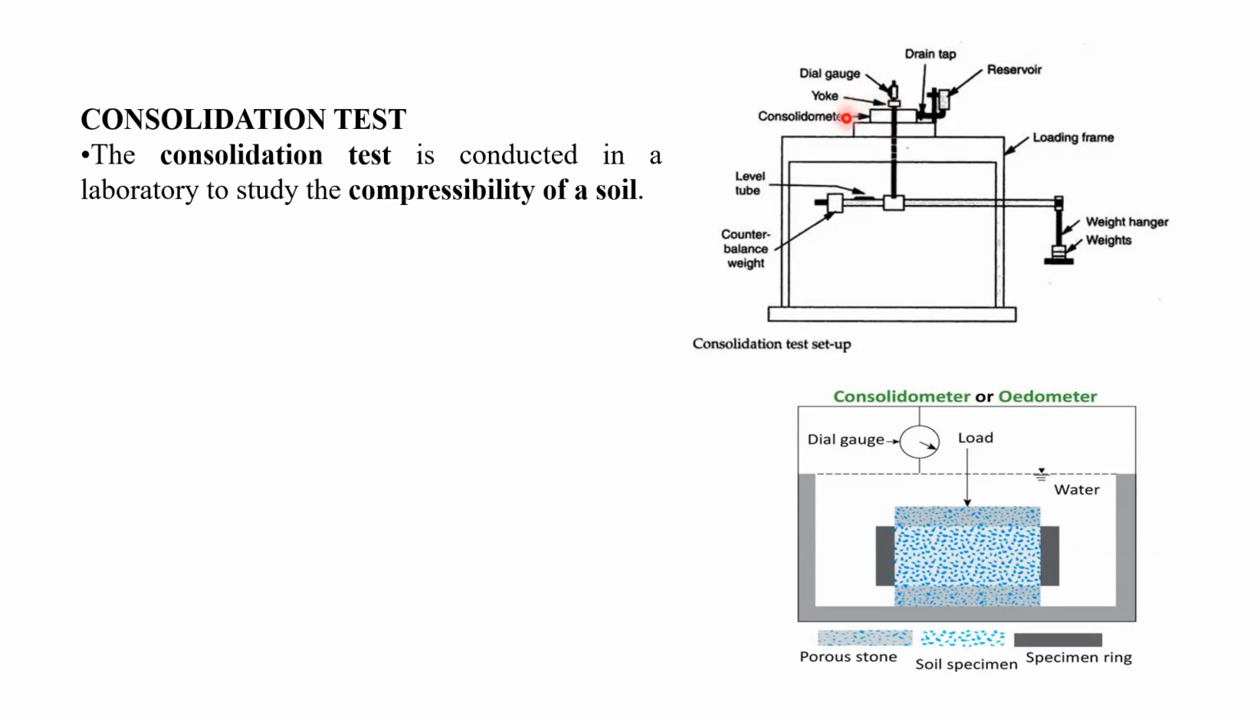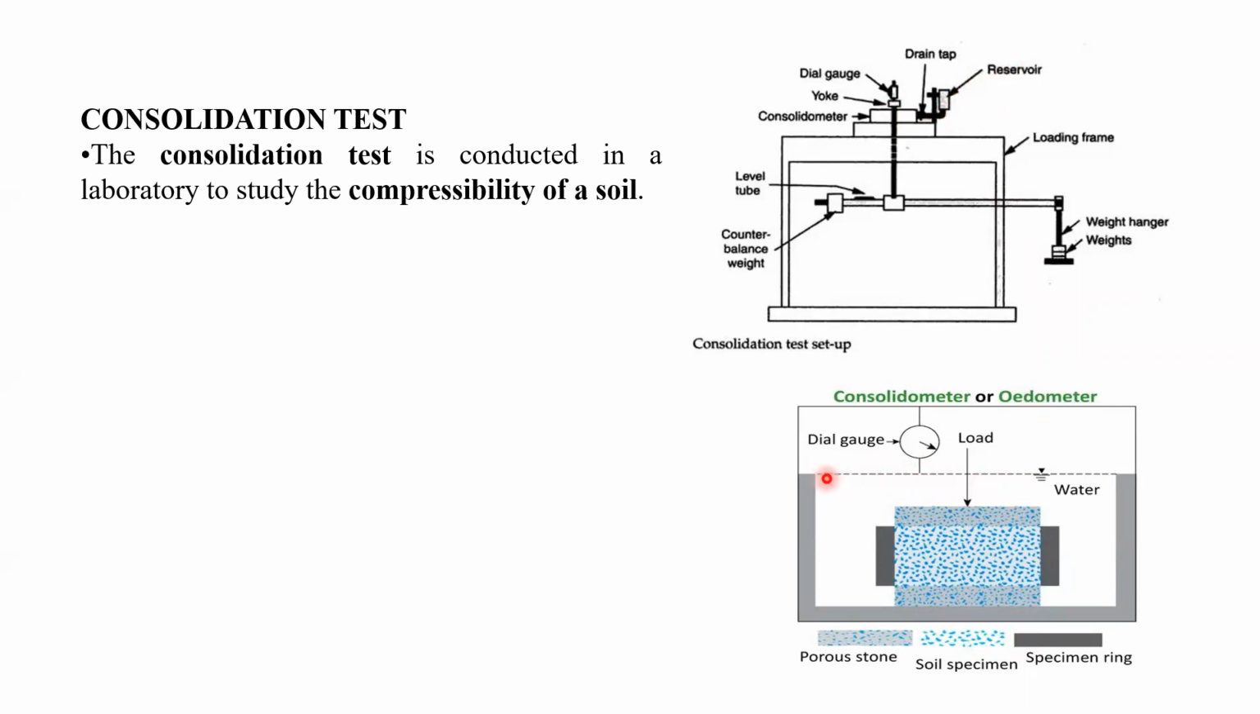So this is the magnified portion of the consolidometer. Here the soil specimen is there, and this is called a consolidation ring. The section has been shown here. In the specimen ring, or consolidation ring, we are going to put the cohesive soil, with porous stones on the top and at the bottom, and it is going to be filled with water. For that only the reservoir is there.